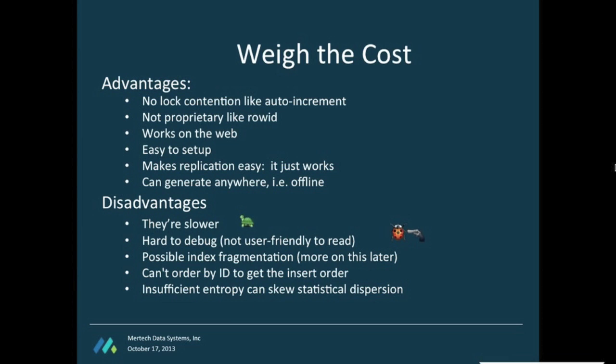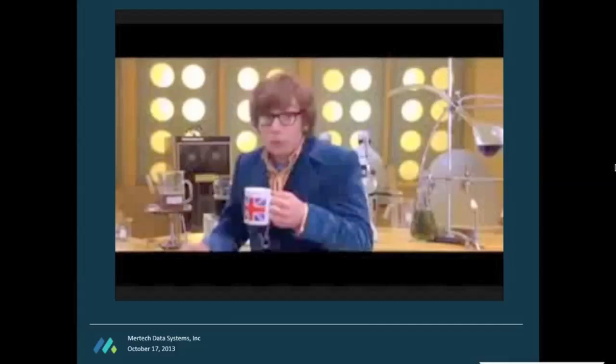Of course, they're very random in nature, and so when you insert a row, it can be inserted 10% into your file, or 3/4 of the way down, or whatever. So you kind of lose that, and again, we're going to talk more about that and ways around it. And then you have to worry about insufficient entropy that can skew statistical dispersion.